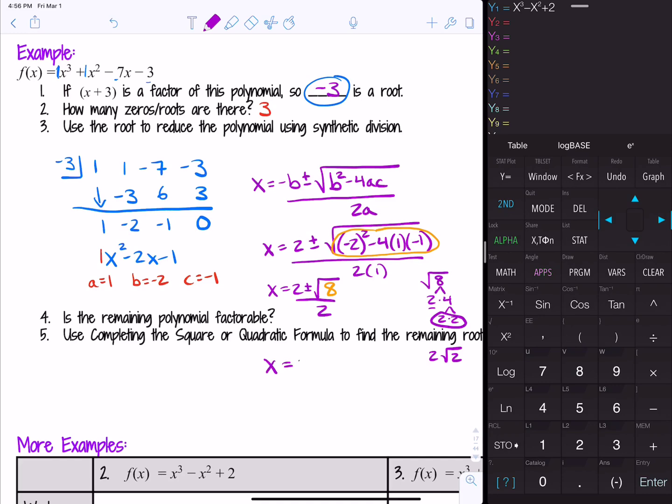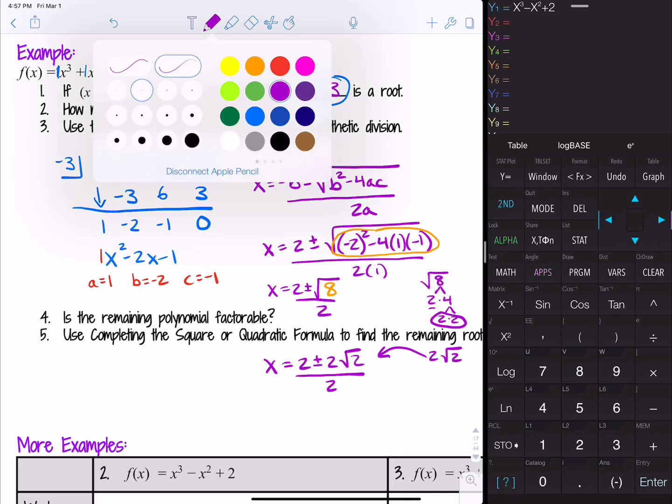And then you just have to come back over here and put that back into the problem where you left off. So you have 2 plus or minus, and then in this place where the square root of 8 was, we're going to put what it's equal to in a simplified form. So 2 square root of 2. Then it's all still divided by 2. And now we're almost finished.